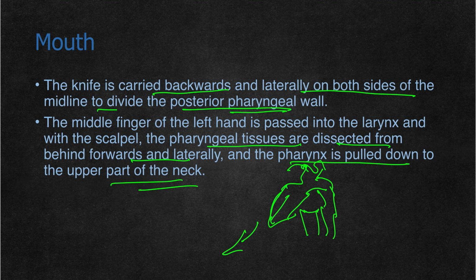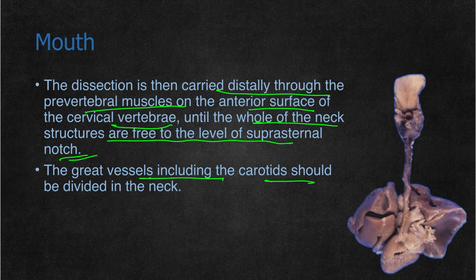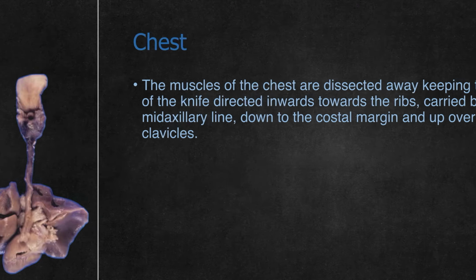So the tongue is pulled, and as it pulls, the trachea, the esophagus and the pharynx are pulled and separated from the spine. The dissection is then carried distally through the prevertebral muscles on the anterior surface of the cervical vertebrae until the whole of the neck structures are freed to the level of the suprasternal notch. So, the tongue is separated till the suprasternal notch and all the structures are removed. The great vessels, including the carotid sheath, should be divided in the neck.